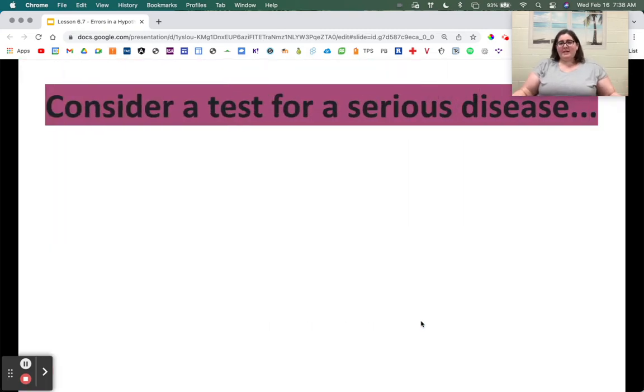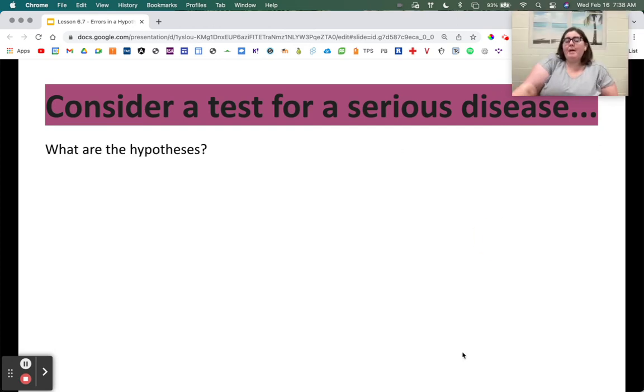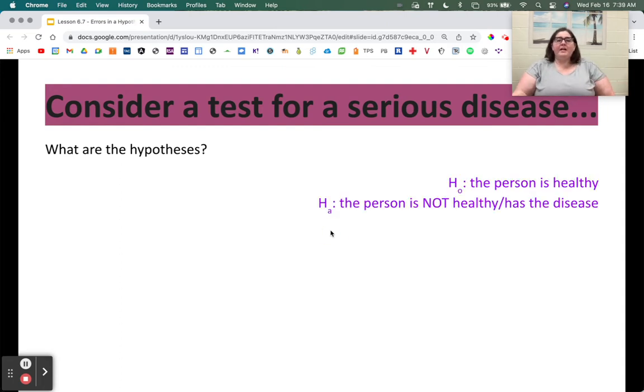So let's practice this idea of errors and describing them in the context of a situation. Consider a test for a serious disease. Our hypothesis statements we're going to put more in words than in symbols, because we don't really have symbols to use right now. For the sake of this example, our null hypothesis would be that the person is healthy, everything's fine, nothing's wrong. And then our alternate would be that the person is not healthy, that they have the disease. So our null is that nothing's changed, and the alternate is that something is wrong.